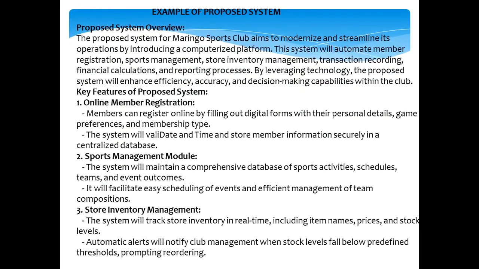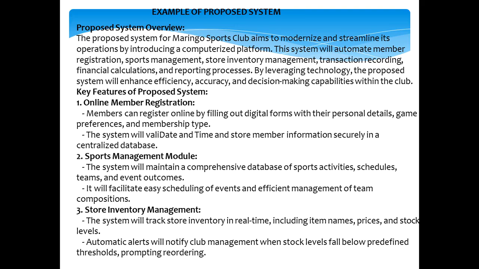So the best thing to do is to now show you an example of how proposed system is done. So the proposed system overview. Look at this. The proposed system for Maringo Sports Club aims to modernize and streamline its operation by introducing a computerized platform. This system will automate member registration, sport management, store inventory management, transaction recording, financial calculations, and reporting process. You see now how I am trying to introduce my proposed system.